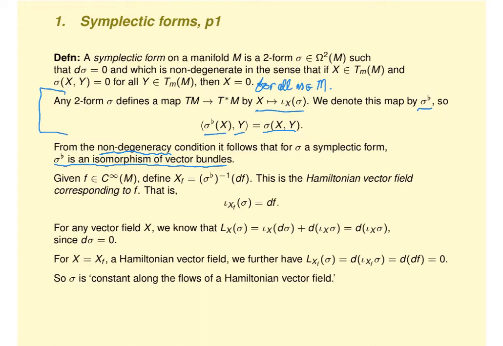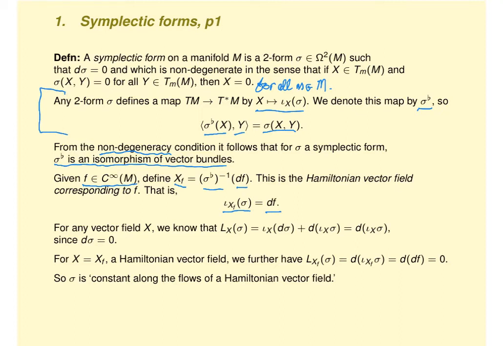Okay, so now take a smooth function f on M, and that defines a one form, df, and so I can take the pre-image of that under sigma flat, and that will be a vector field on M, and that's the classical Hamiltonian vector field corresponding to the function f. And that can be written slightly differently: if we use X_f to insert into sigma, then what we get is df.